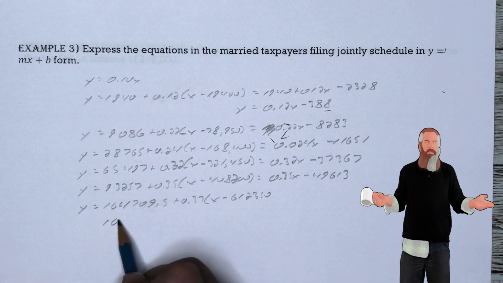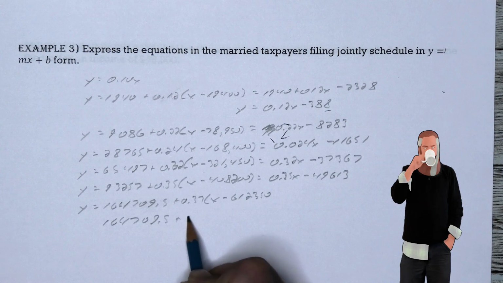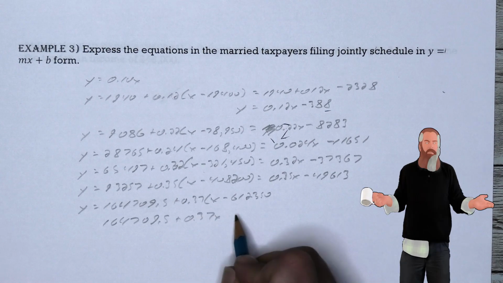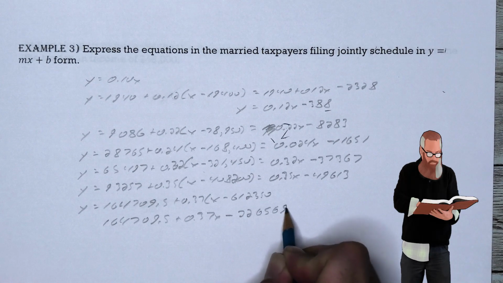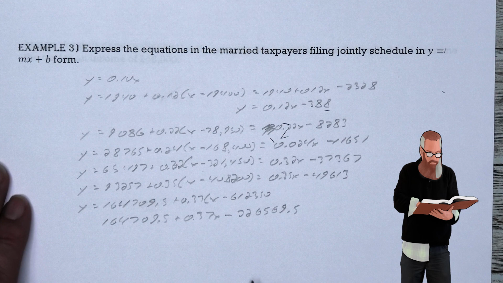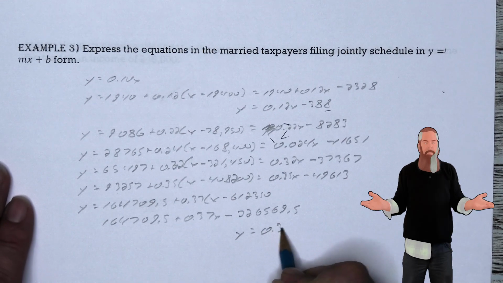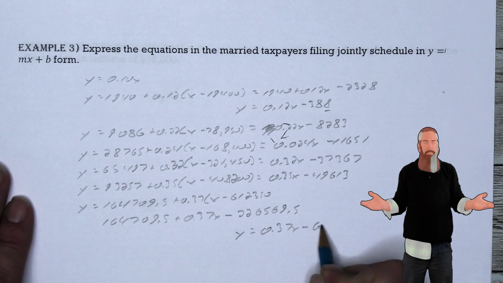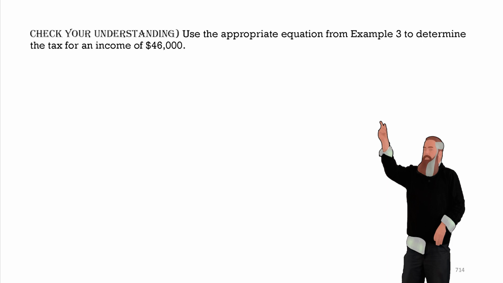We're going to wind up with $164,709.50 plus 0.37 times (x minus 226,569.5), which will give us that y equals 0.37x minus 61,860. Now, let's check our understanding of this.